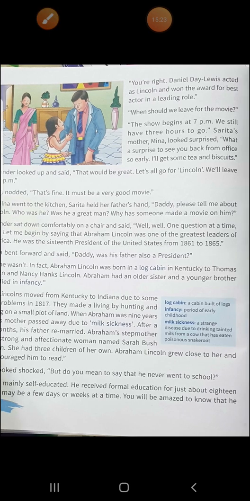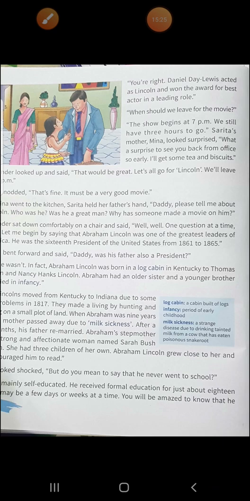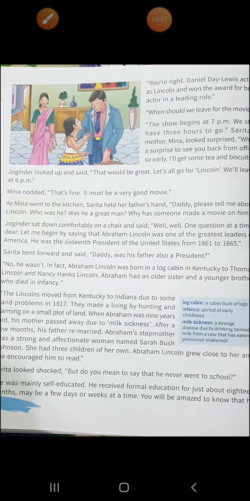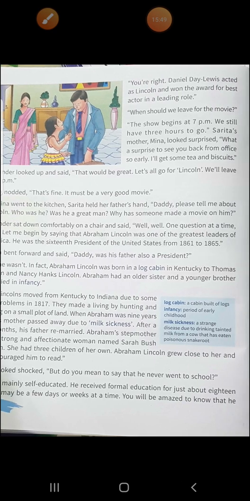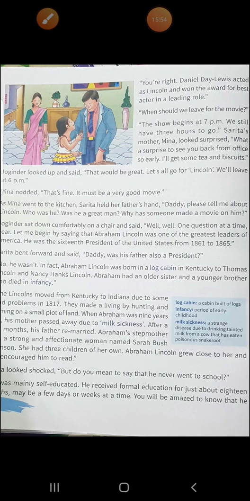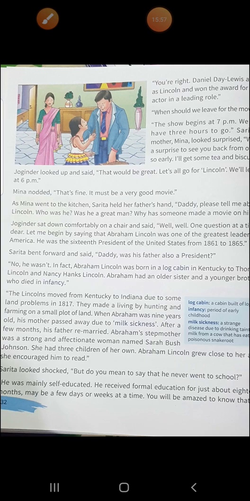In fact, Abraham Lincoln was born in a log cabin. Log cabin in Kentucky, that's a place, and log cabin means a cabin built of logs. It is not even made of proper bricks and cement. So it shows that he was not that rich. And he was born to Thomas Lincoln and Nancy Hanks Lincoln. So the father's name and mother's name are given here. What are those? Thomas Lincoln and Nancy Hanks Lincoln.